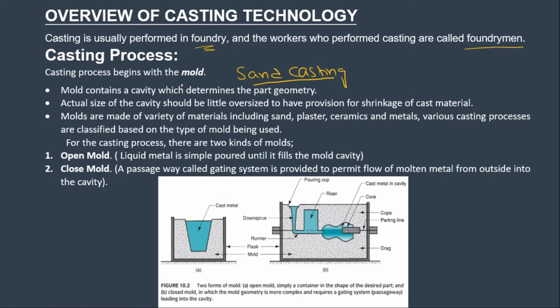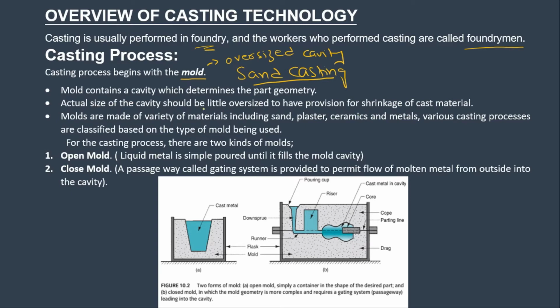So the first one, the casting begins with the mold. What is a mold? A mold is simply a cavity to give the shape to the final part. It is the shape of the final part, and it is a little bit oversized cavity. So the mold contains a cavity which determines the part geometry. The actual size of the cavity should be a little oversized to have provision for the shrinkage of the material.